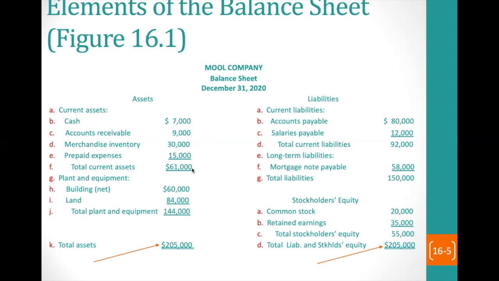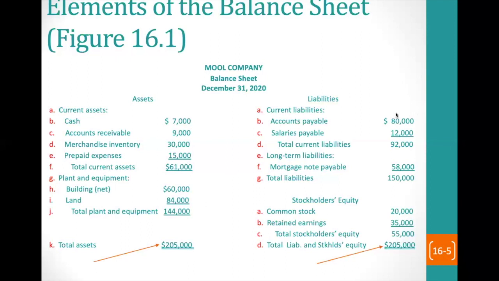So total current assets is the addition of all of these assets into one number. Plant and equipment are those assets that are going to last you longer than 1 year. You see building, and it has net. That shows you the cost of the building minus any accumulated depreciation that has been taken. Land is another asset that is going to last you for several years. So you get total plant and equipment. When you add total current assets and total plant and equipment, you get total assets equaling $205,000.